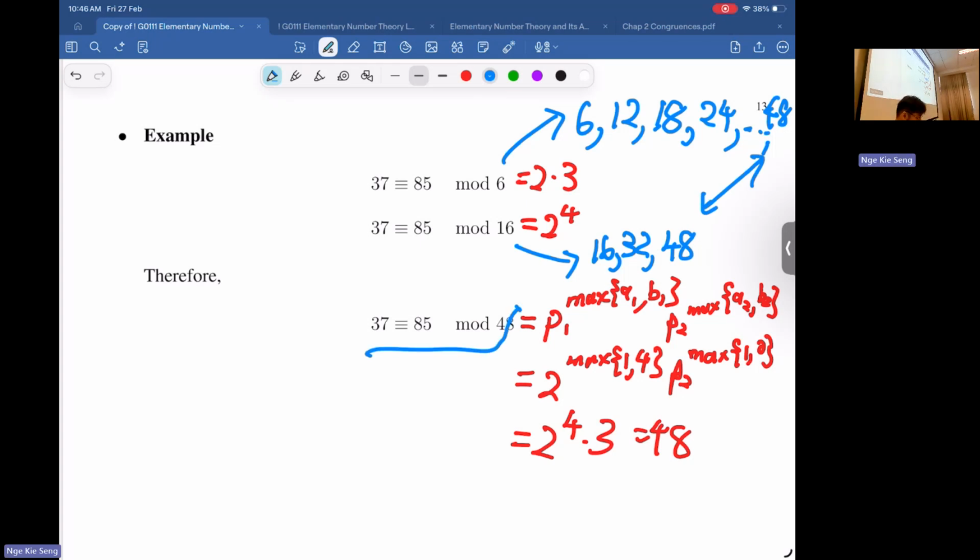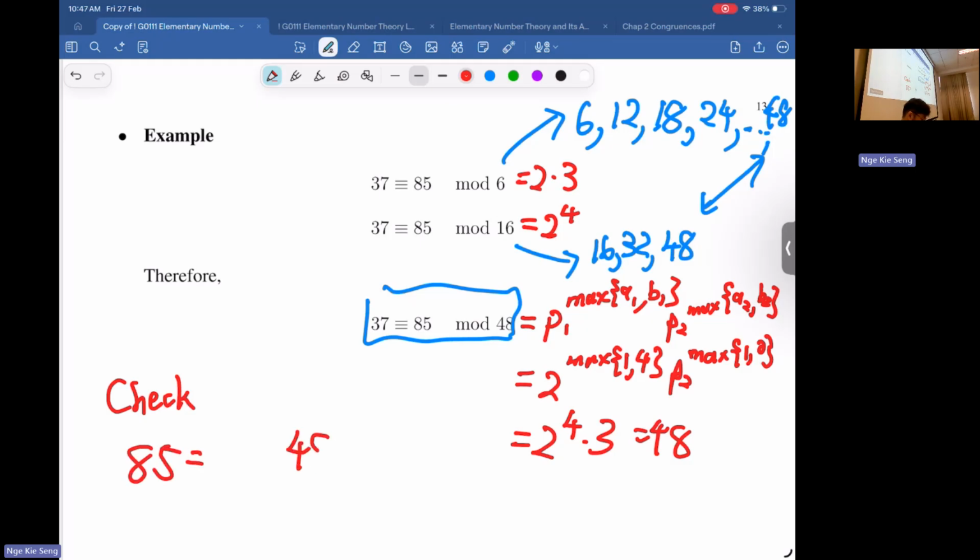Okay, so is it true? Can you verify whether 37 is congruent to 85 mod 48? You check: 85 is 1 times 48 plus 37. So they have the same remainder. Okay, cool. Good.